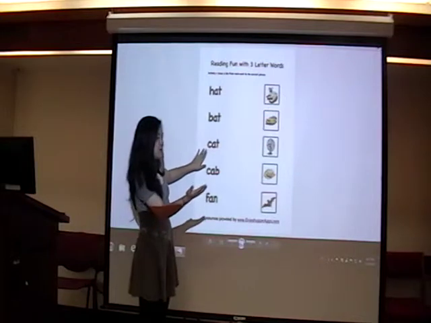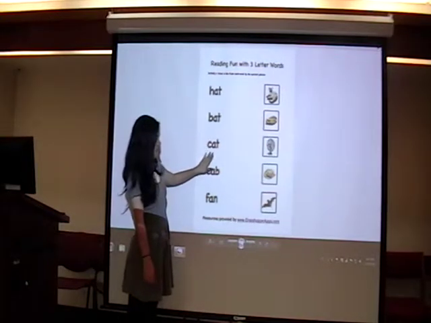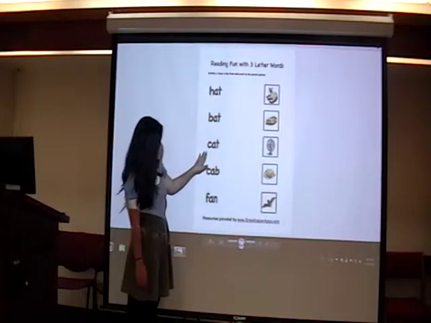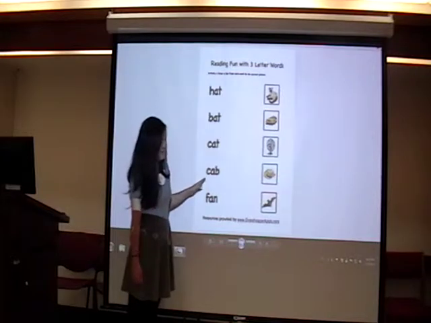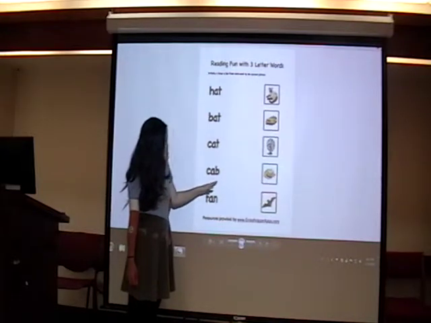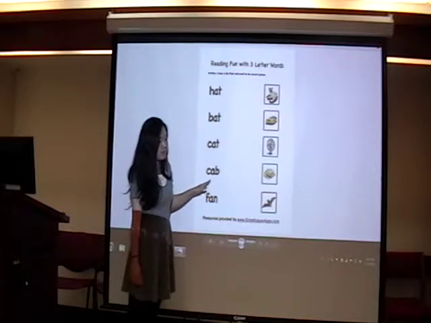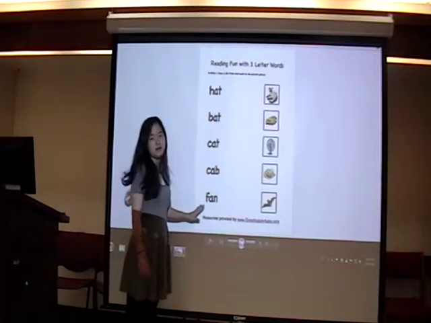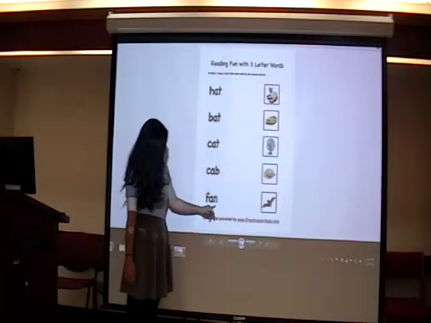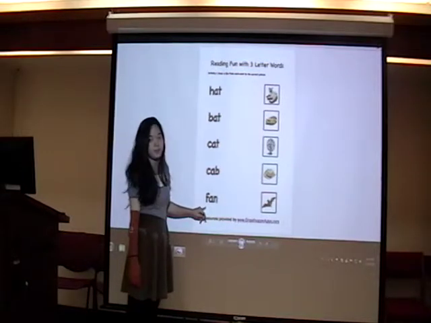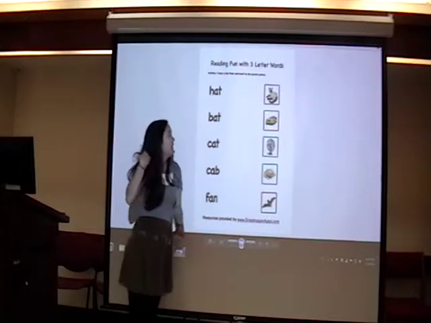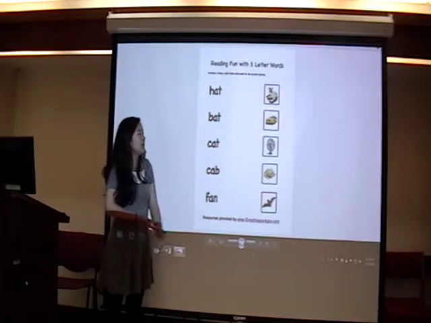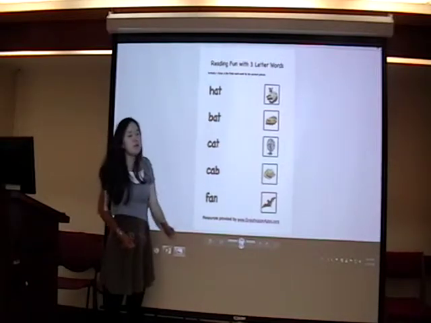Let's have one by one. How about Eva first? K. At. Cat. Cat. K. At. Cat. Cap. Fan. Fan. Okay. Alright, so now that we know the 3-letter words, these are all the sounds.